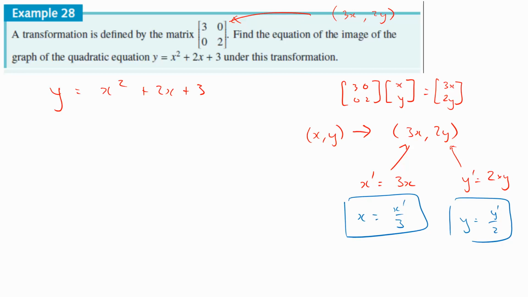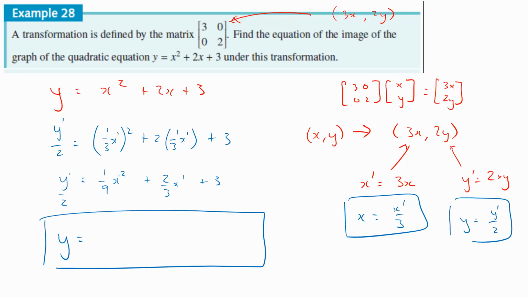Plug them both in. Okay, so you plug them both in, and it tells you now y is now y dash on 2. This is now 1 third x dash squared, plus 2 times 1 third x dash plus 3. If you expand it, that becomes now 1 on 9 x dash squared plus 2 on 3 x dash plus 3. And this is still y dash on 2. So if you rearrange the whole equation, times 2 to every term, your transformation equation should be 2 on 9 x squared plus 4 on 3 x plus 3.